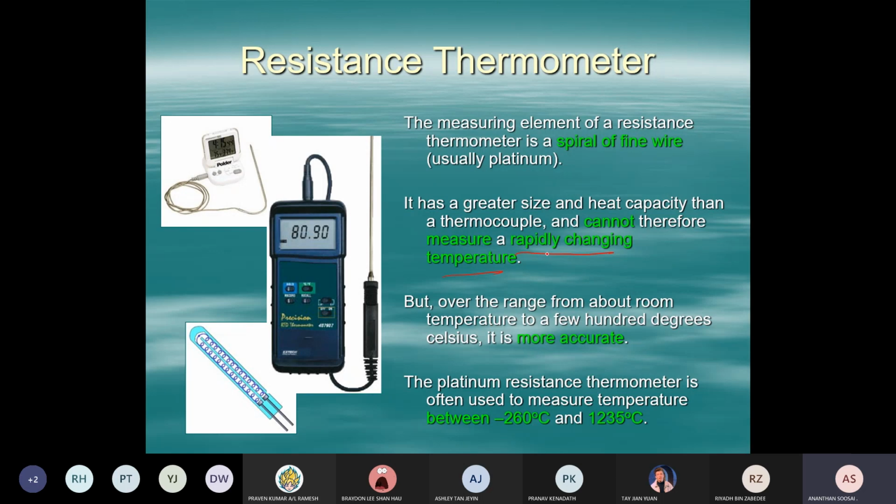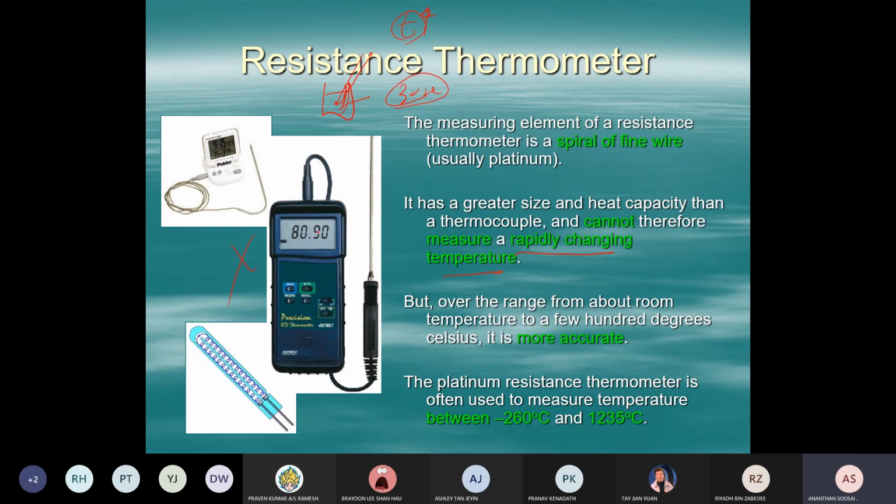It can't be used to measure rapidly changing temperature. For example, you have water being heated and you want to measure its temperature every 30 seconds. This is not a very good thermometer because once you put the resistance thermometer inside, its heat capacity is very high. You're going to absorb lots of energy. You're going to consume more time to achieve thermal equilibrium. So the time taken to achieve thermal equilibrium also takes longer.